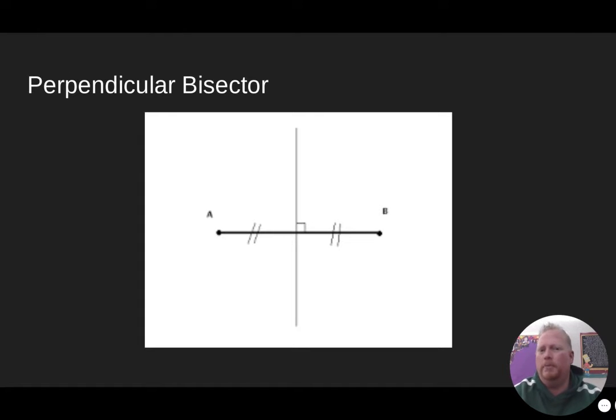So we've talked about a perpendicular bisector before. We start off here in this example with segment AB. A perpendicular bisector does two things. It's perpendicular because it makes a 90-degree angle. It's also a bisector because when it makes the 90-degree angle, it cuts segment AB into two equal pieces. So those are the two parts that make it a perpendicular bisector. Cuts it in half, makes it 90 degrees.